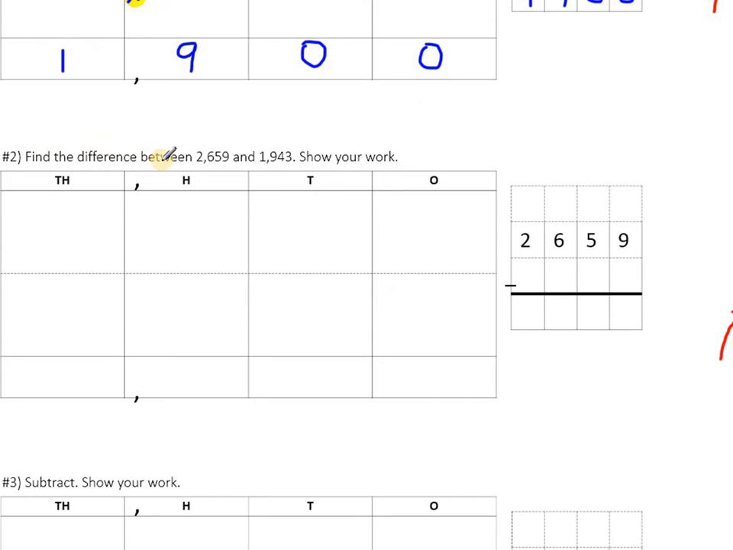This one says, find the difference between this number and that number. Show your work. So I can see that this number is here, and I need to take this second number and record it down there. And then I'm going to put the dots. So I want you to do the same thing. Press pause. When you're ready to check, press play.